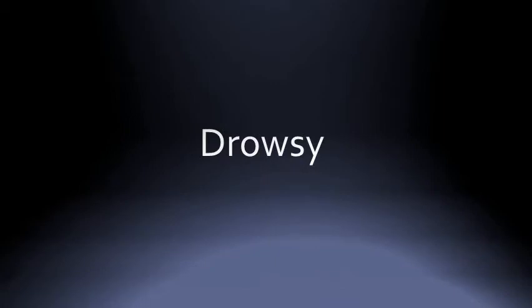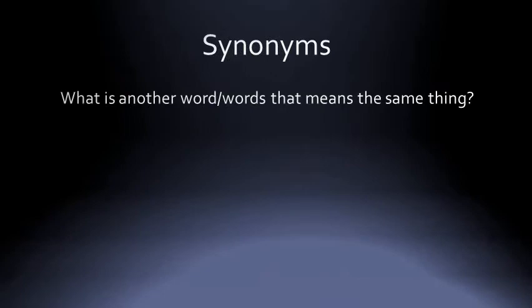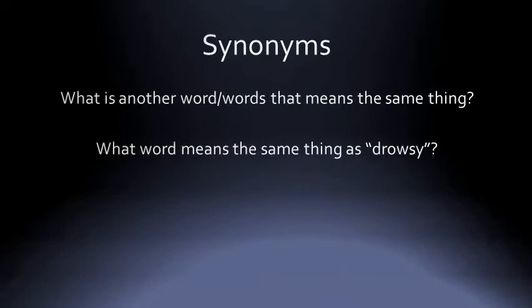The word we're going to describe is drowsy. The first semantic feature for adjectives is a synonym. A synonym is a word or phrase that means the same thing as the other word you're describing. So to help ourselves remember to say a synonym when we're describing a word, we can ask ourselves, what is another word that means the same thing? So in this case, we'd say, what word means the same thing as drowsy? We could say things like tired or sluggish.